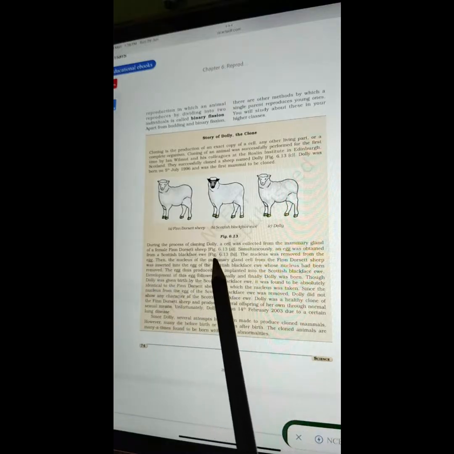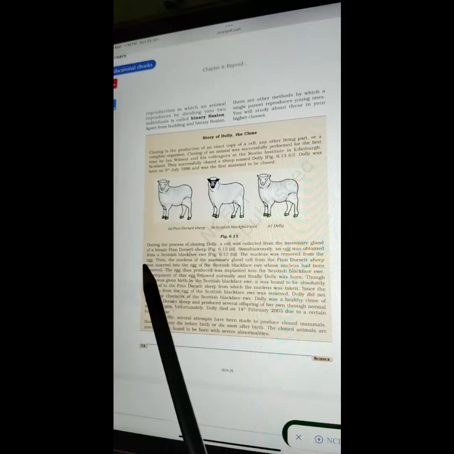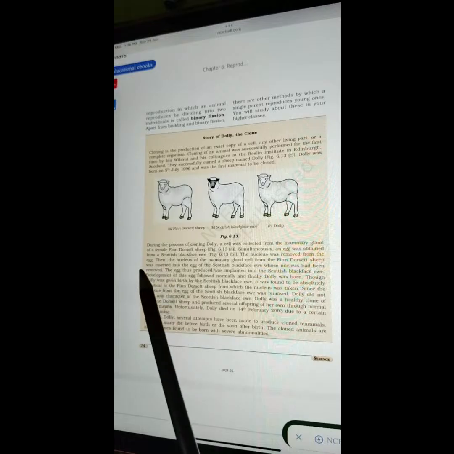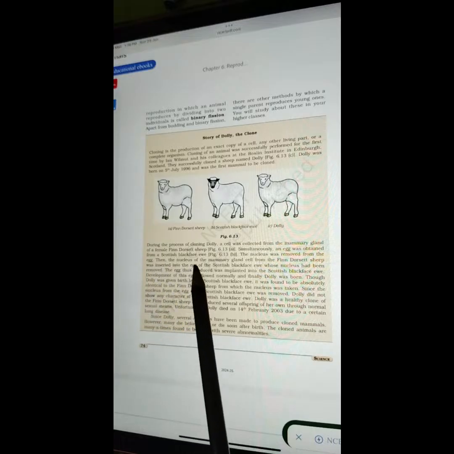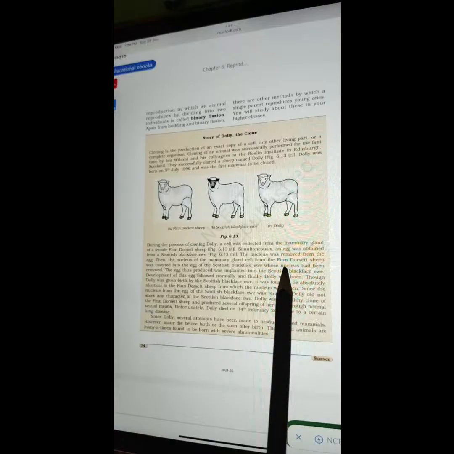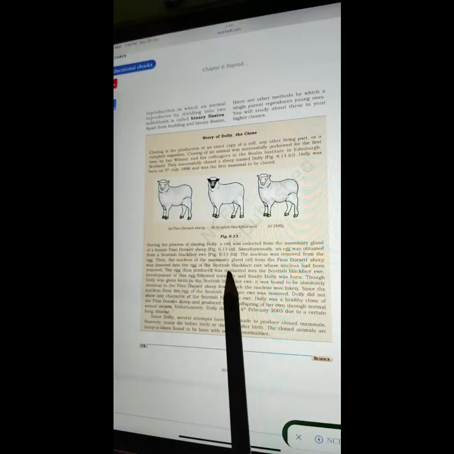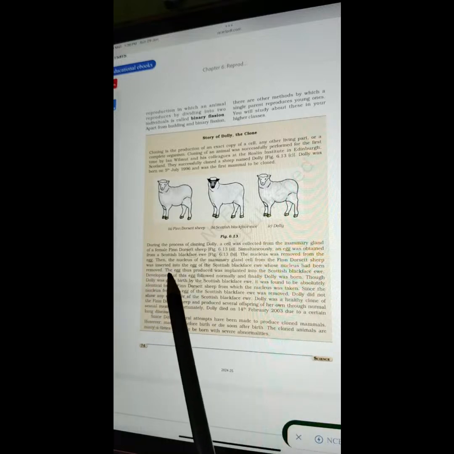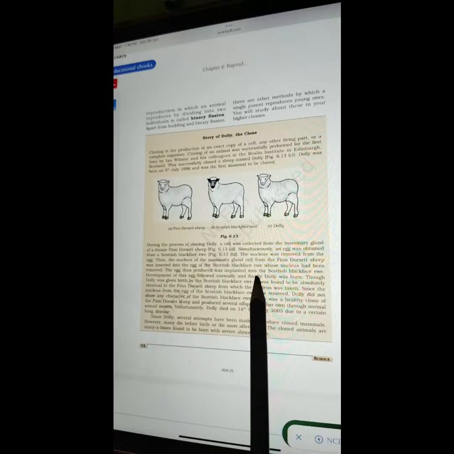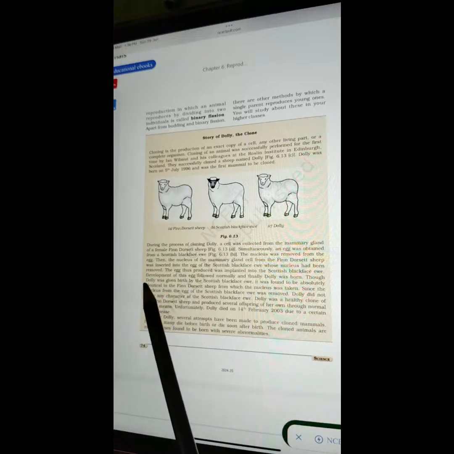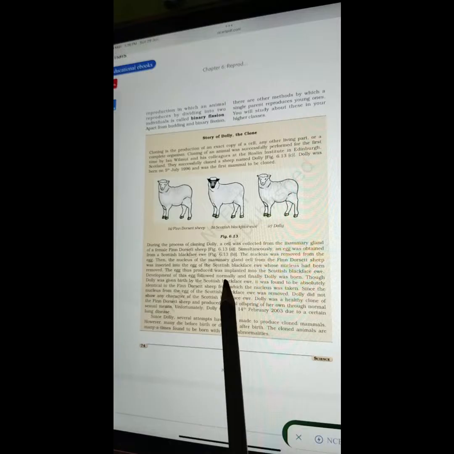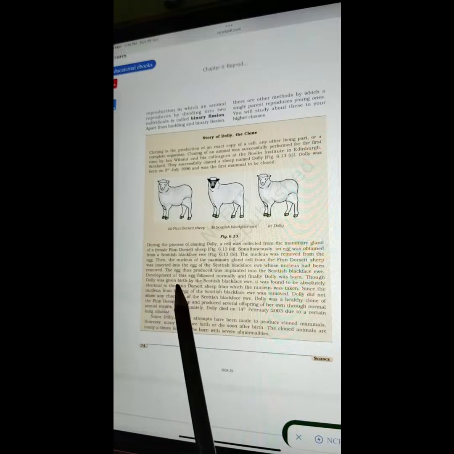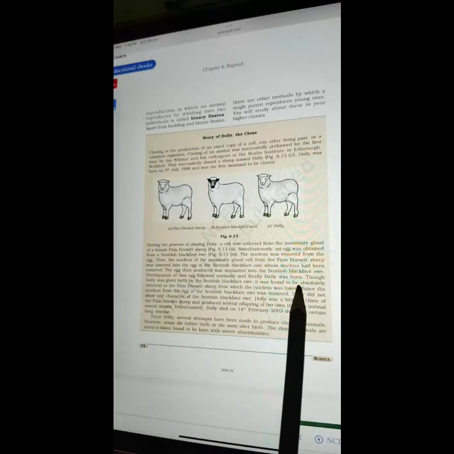During the process of cloning Dolly, a cell was collected from the mammary gland of a female Finn Dorset sheep. Simultaneously, the egg was obtained from a Scottish blackface ewe. The nucleus was removed from the egg and then the nucleus of the mammary gland cell from Finn Dorset sheep was inserted into the egg of the Scottish blackface ewe whose nucleus had been removed. The egg thus produced was implanted into the Scottish blackface ewe. Development of this egg followed normally and finally Dolly was born.